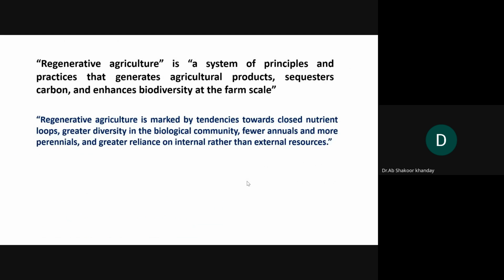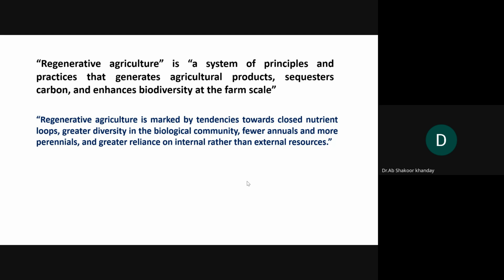Regenerative agriculture is a system of principles and practices that generates agricultural products, sequesters carbon, and enhances biodiversity at the farm level. So regenerative agriculture is marked by tendencies towards closed nutrient loops, greater diversity in the biological community, fewer animals and more perennials, and greater reliance on internal rather than external sources.